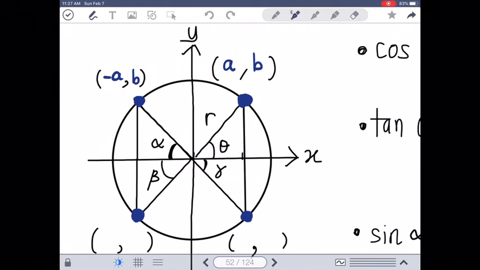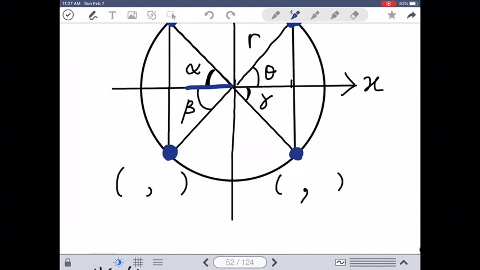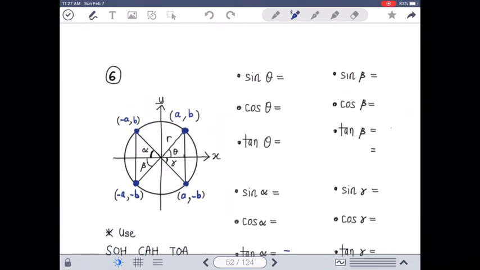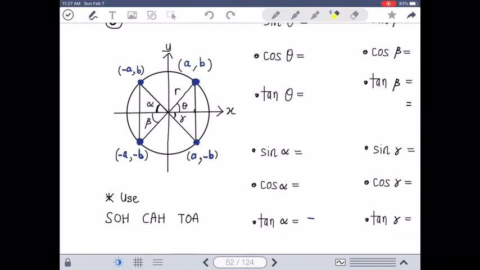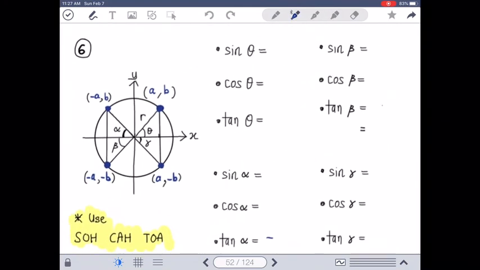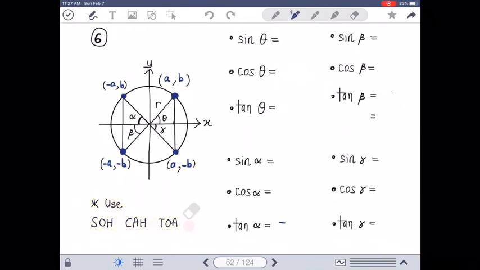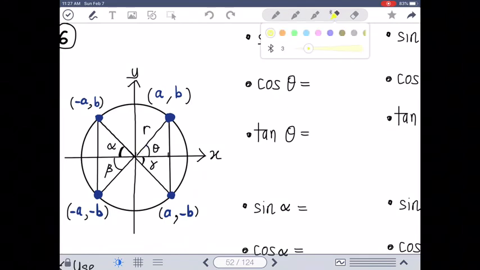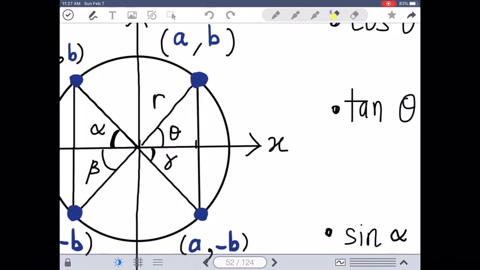And down here we have negative A, negative B, and the last one A, negative B. You need to remember, use SOH CAH TOA. So for theta, this is your theta angle. This is angle theta.